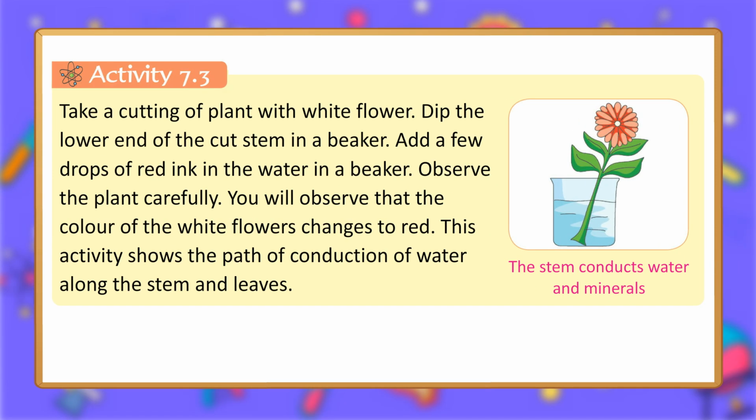Activity 7.3. Take a cutting of a plant with white flower. Dip the lower end of the cut stem in a beaker. Add a few drops of red ink in the water in the beaker. Observe the plant carefully. You will observe that the color of the white flowers changes to red. This activity shows the path of conduction of water along the stem and leaves. The stem conducts water and minerals.